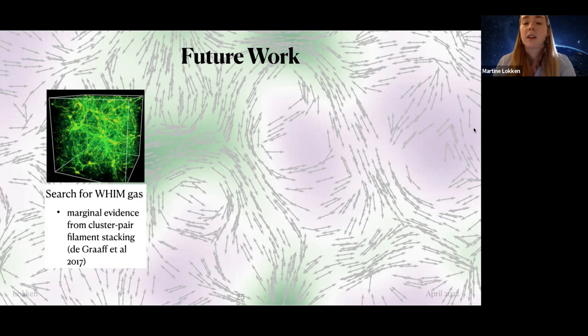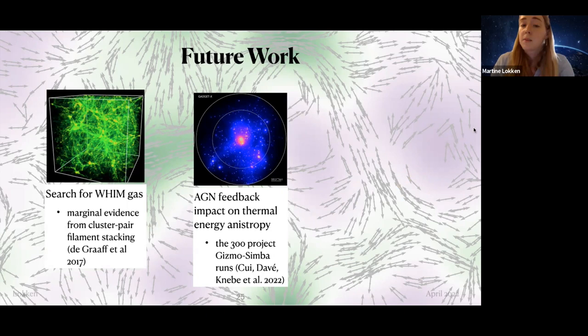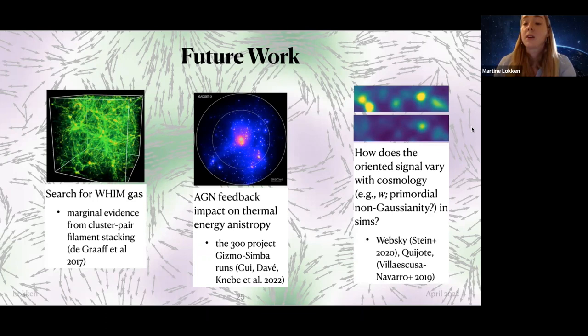We also want to use hydrodynamic simulations to test how different feedback, especially AGN feedback, impacts the thermal energy anisotropy, to try to get at how the baryonic uncertainties might affect how much cosmological information we can get out of this. And finally, ultimately, we'd like to figure out how the oriented signal varies with cosmology, for example, w, or even possibly signals of primordial non-Gaussianity. And for this, we would use either the WebSky peak patch simulations and/or the Quijote simulations.